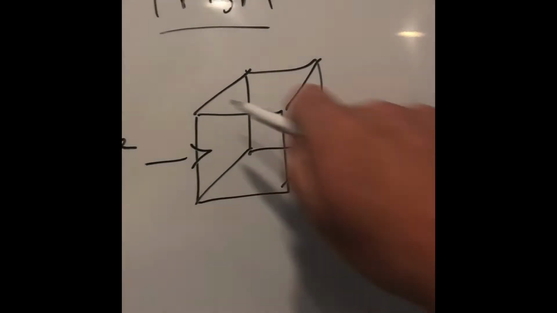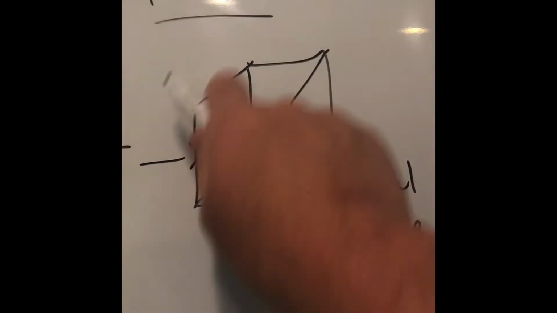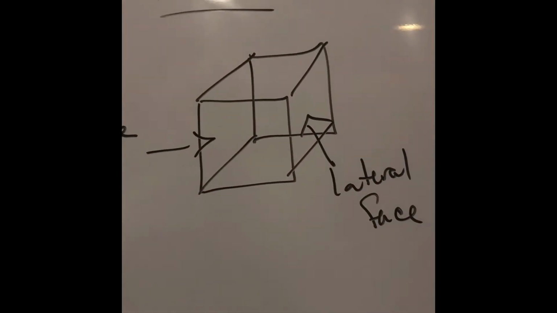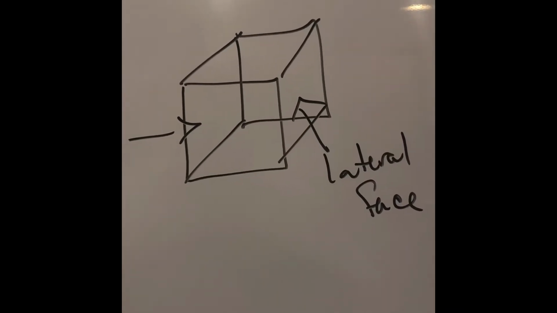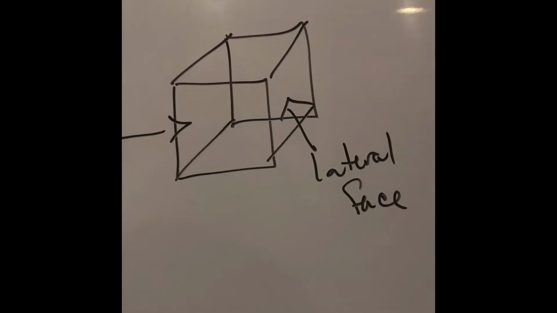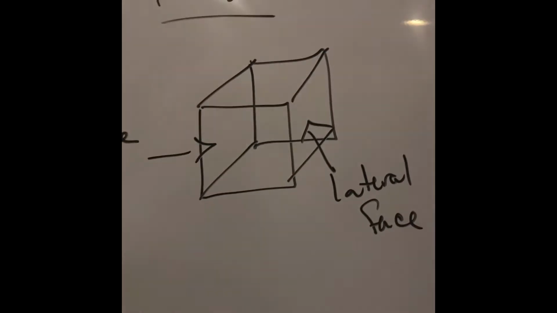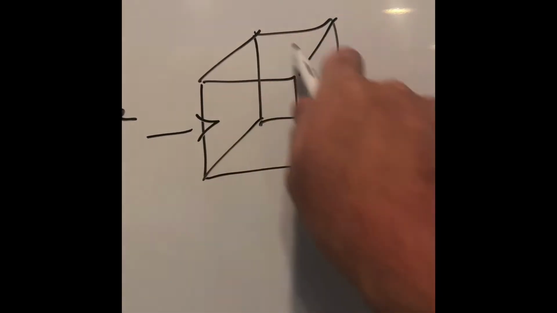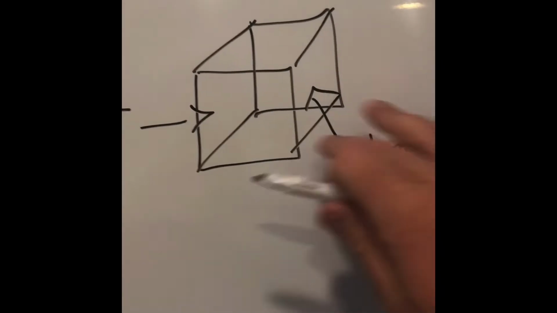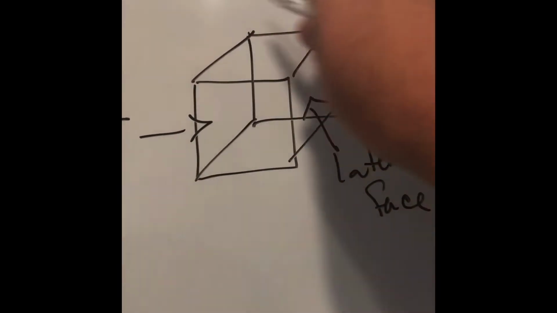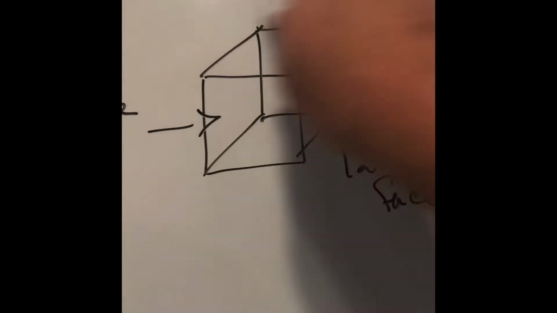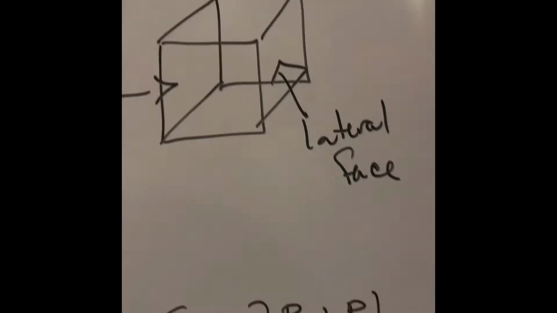Now in a prism, the lateral faces are always rectangles. Your bases are whatever. Your bases can be triangles, rectangles, pentagons, hexagons, whatever. But these lateral faces are always rectangles. So you'll have two bases that are the same, two triangles, two rectangles, two pentagons, but then you'll always have rectangles going around. Those are called the lateral faces.